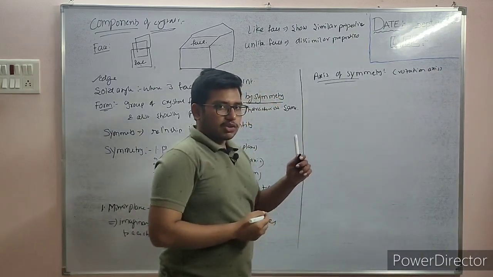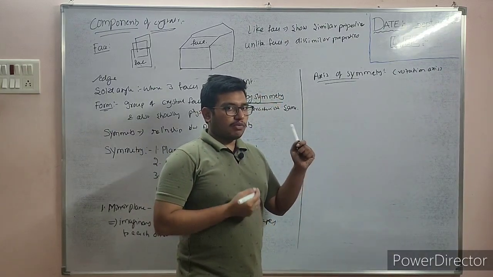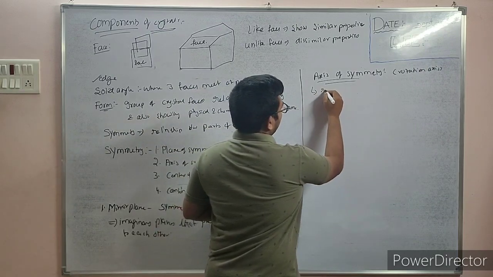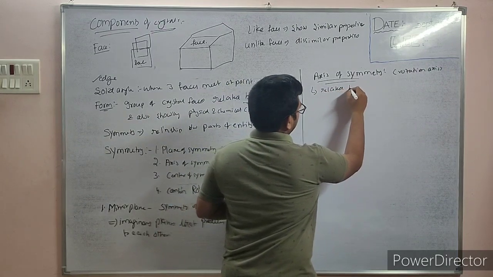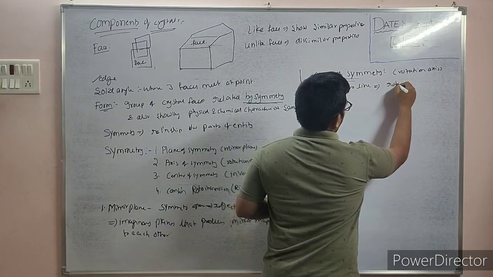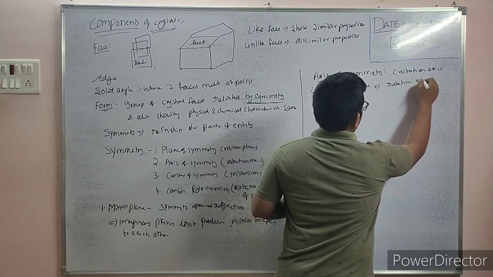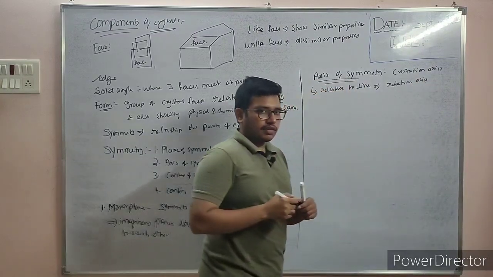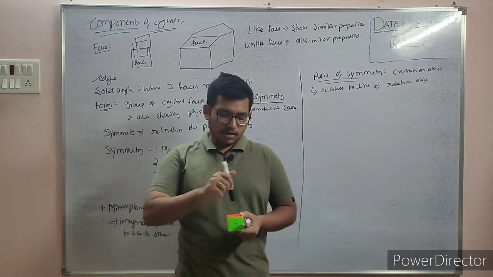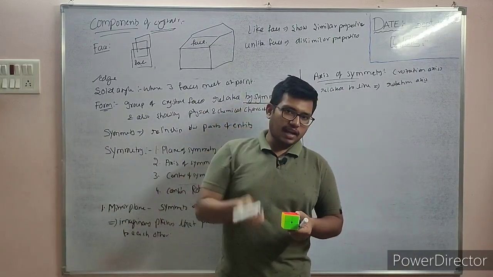This symmetry is related to a line which we call a rotation axis. So it is also an imaginary line. Suppose you take the crystal, and this is the rotation axis.